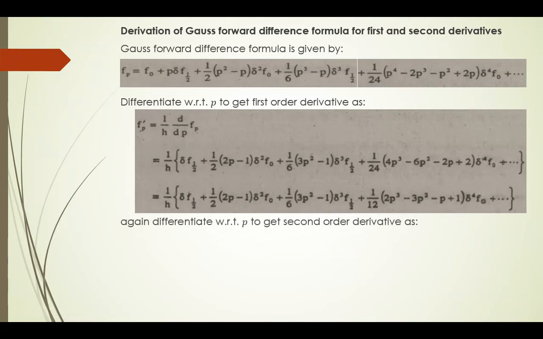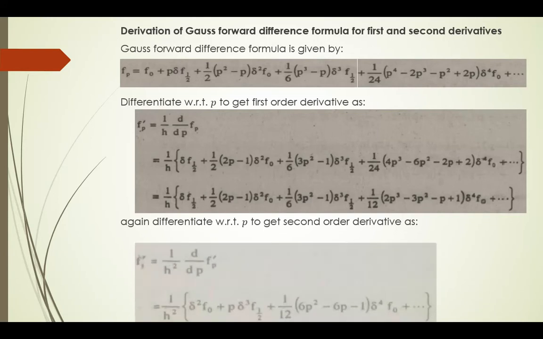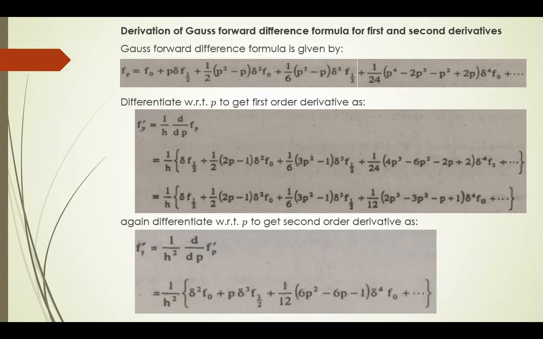Differentiate this first derivative with respect to p to get the second derivative, which is 1 by h square delta square f naught. The derivative of delta f1 by 2 is 0 because p is missing here. Derivative of 2p is 2, derivative of 1 is 0, 2 cancel, so this is delta square f naught, and so on. So that is the second derivative by the use of the Gauss forward difference formula. So this and that are the first and second derivative regarding the Gauss forward difference formula.